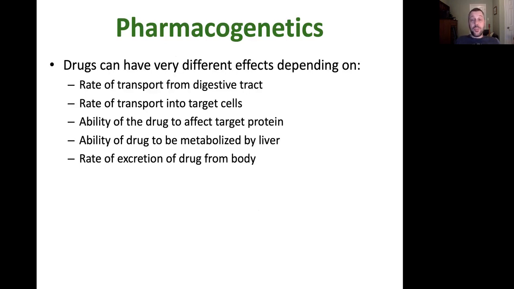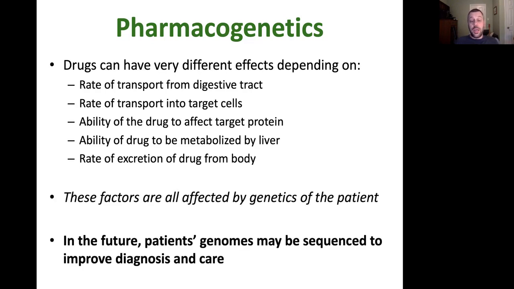And that's because of genetics, essentially, because drugs can have very different effects on different people depending on how quickly they're transported into your body. That's all regulated by proteins. How quickly they get to target cells, again, is all regulated by proteins. The ability of the drug to target whatever protein it's designed to target, of course, depends on that protein. How quickly you metabolize a certain drug in your liver. Again, all of these things are linked to genetics because they're all due to protein activity.